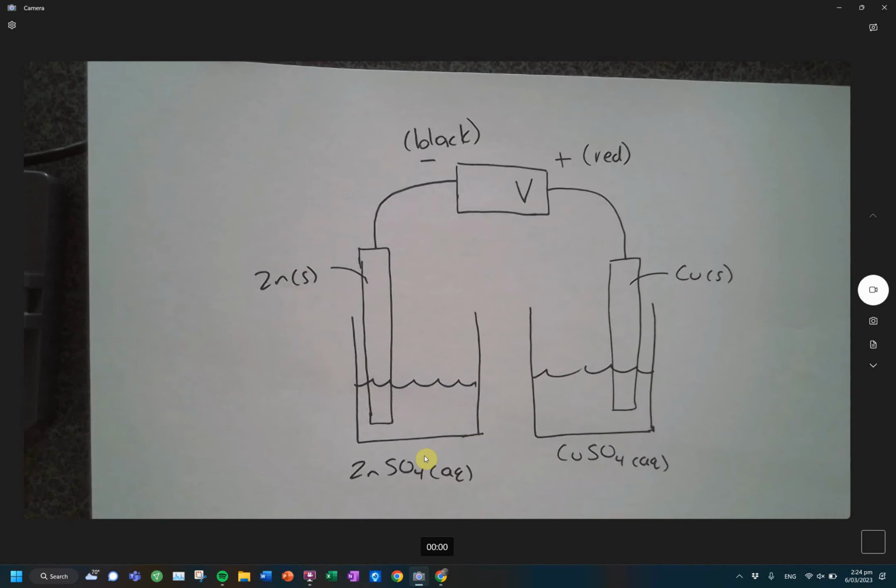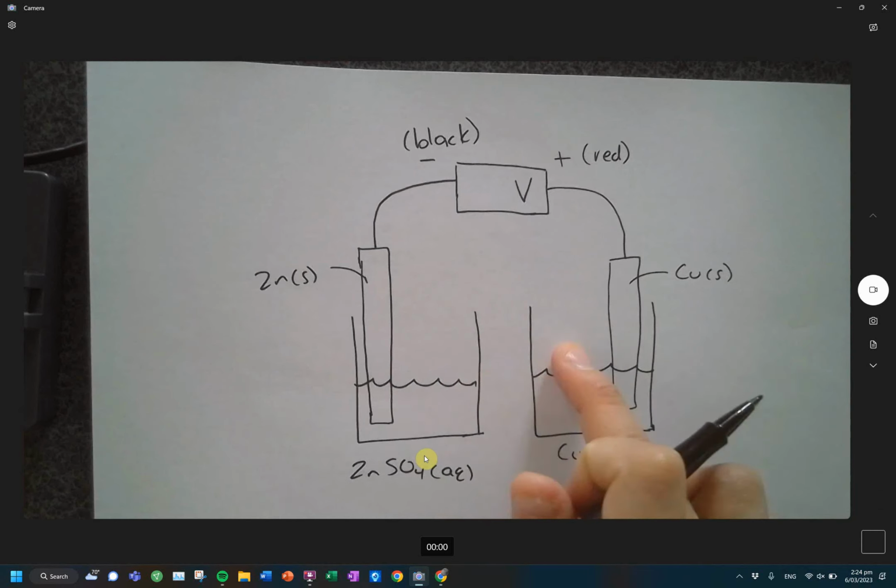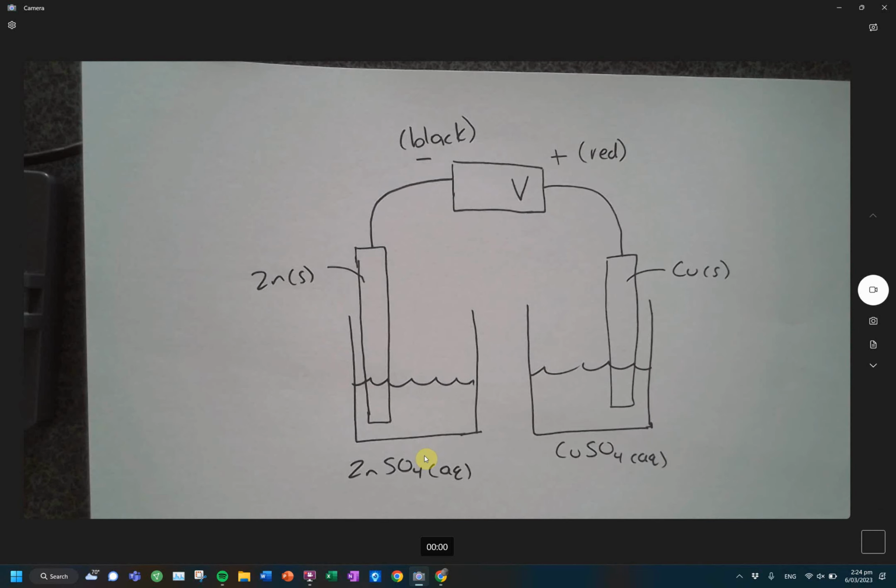Now there's one more thing that we need. First off, when I look at that circuit, is that circuit completed? No. I don't have a complete wire because you see it starts and then it stops and then there's no way to link these two cells up. So what you are going to do is you're going to make what's called an ion bridge.